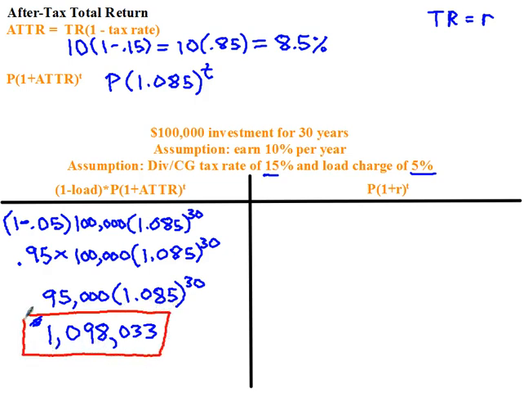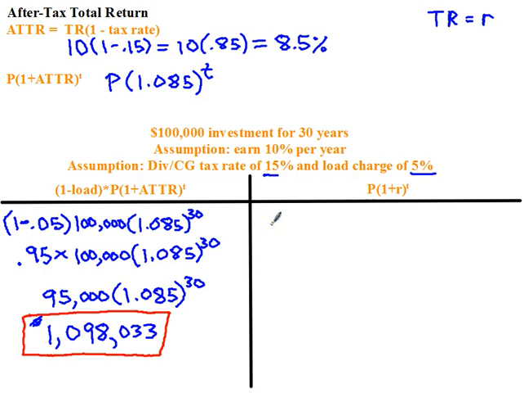That's the amount of money that I'm actually going to have and keep at the end if I pay a load and if I pay taxes and therefore get the after-tax total return. Okay, now let's do the mathematically much easier concept where what if I could not pay a load and avoid paying taxes? Okay, let's see how big of a difference that would make.